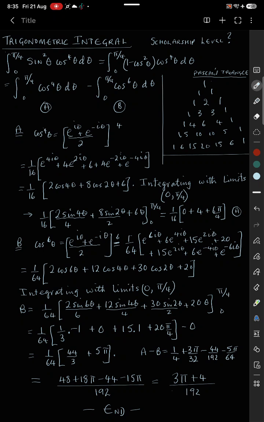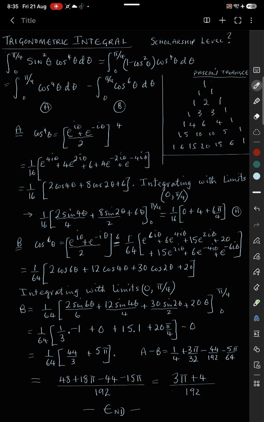Now, cos to the 4th theta can be defined as (e to the i theta plus e to the minus i theta over 2), all to the power 4. And expanding using Pascal's triangle, that'll be 1/16 (e to the 4i theta plus 4e to the 2i theta plus 6 plus 4e to the minus 2i theta plus e to the minus 4i theta). And that equals 1/16 (2 cos 4 theta plus 8 cos 2 theta plus 6).